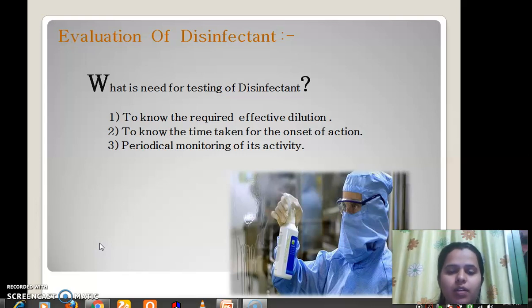Second is to know the time taken for the onset of action. After applying the disinfectant, how much time it requires to kill the microorganism is very important. According to that, we will choose the disinfectant or the concentration of the disinfectant. Third is periodically monitoring its activity. Evaluation is very important to monitor the activity of the disinfectant periodically after some time intervals. So, these are the three main testing parameters to evaluate the disinfectants.